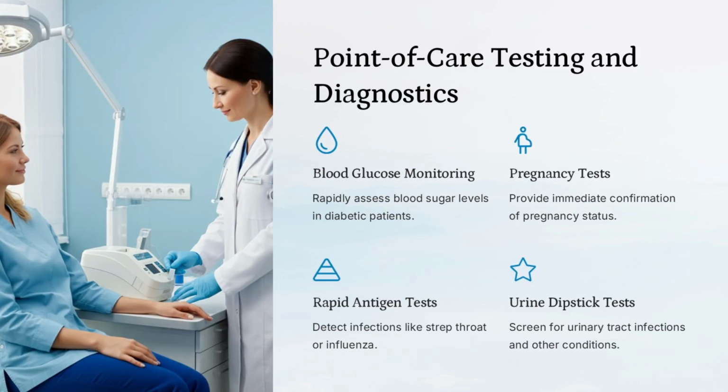Point-of-care testing allows healthcare providers to rapidly assess a patient's condition and make quick decisions about treatment. These tests can check for things like blood sugar levels, pregnancy, infections, and urinary tract issues. They provide immediate results, which is critical for managing conditions and making timely interventions. Point-of-care testing improves efficiency and quality of care by enabling faster diagnosis and treatment. These tests are convenient, easy to use, and can be performed right in the doctor's office or clinic. They empower patients to take a more active role in monitoring their own health.